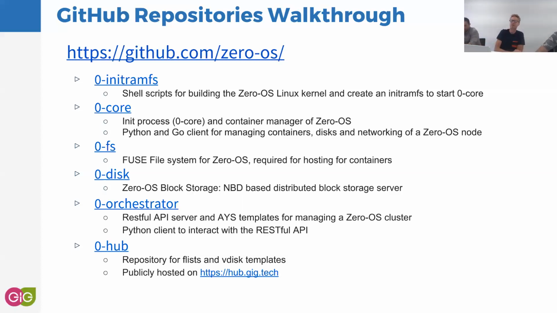So that's the orchestrator. And then the other repository is the Zero Hub. The Zero Hub is basically the hub where, first of all, we at GigTech make available all official FLISTs, or basically templates, also virtual disk templates, but more importantly, all container templates. And a container is always based on what we will explain in the next session, a FLIST, and all these FLISTs are available.